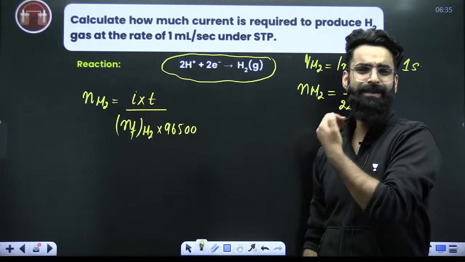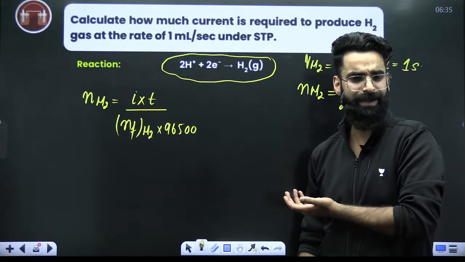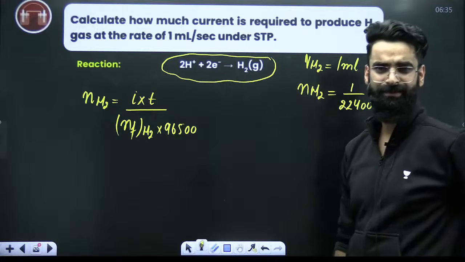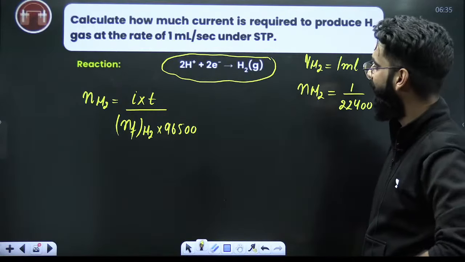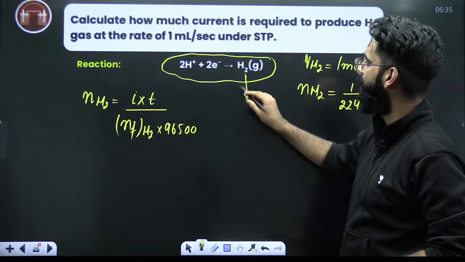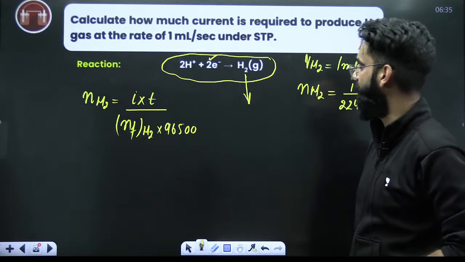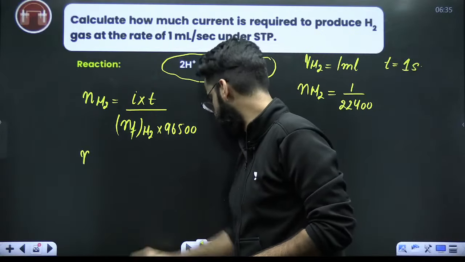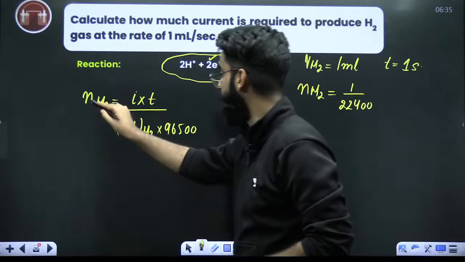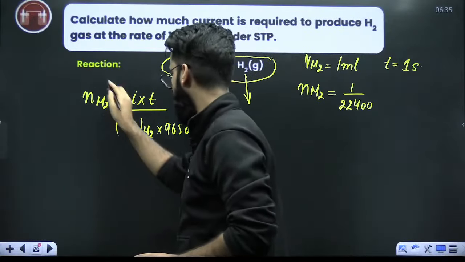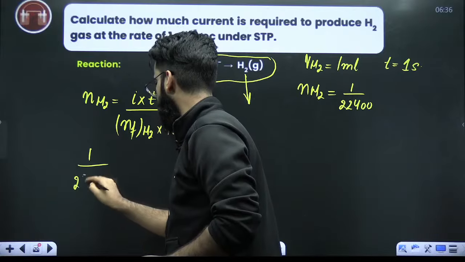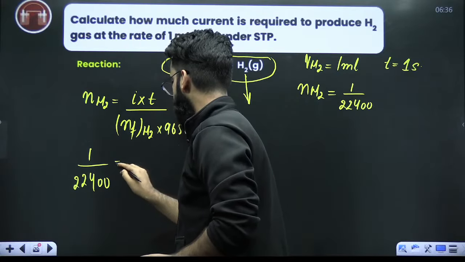You can either write the reduction reaction of water, or you can write the reaction in this manner. The choice is all yours. The answer will be the same. Now, what is the n factor of H2 here? Moles of electrons exchanged divided by stoichiometric coefficient. So 2. Number of moles of H2 liberated, we already know, is 1 upon 22400.